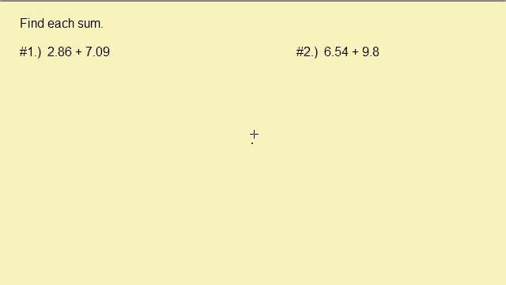Alright, let's take a look at adding and subtracting decimals. When we're adding and subtracting decimals, we want to make sure that we have the decimals lined up. So here, let's rewrite this. We're going to have 2.86 plus 7.09.